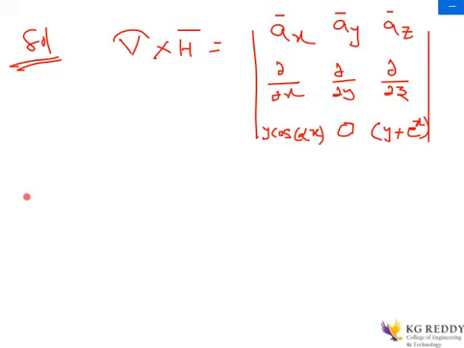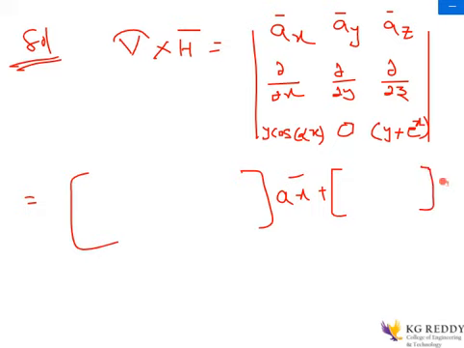Then how do we find this determinant? In the first case you will get a value with respect to ax, plus you will get some component with respect to ay, and some component with respect to az, because whenever you do a cross product, you will get a vector.